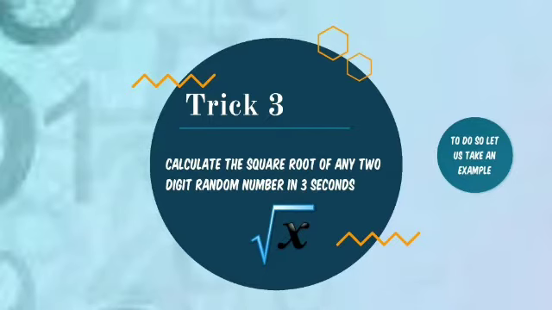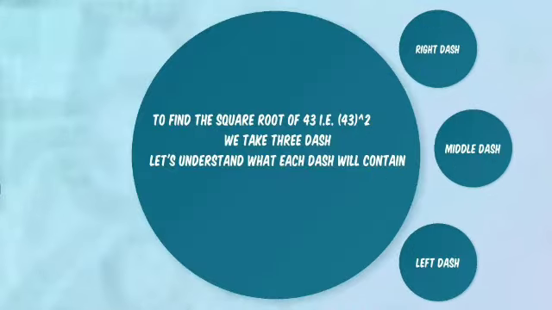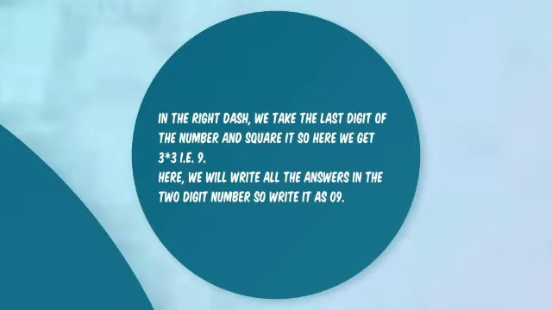Moving forward to the next trick, trick number 3. Calculate the square of any two-digit random number in 3 seconds. Let us take any two-digit random number, say 43. To find the square of 43, that is 43 to the power 2, we take 3 dashes. In the right dash, we take the last digit of the number and square it. So here we get 3 into 3, that is 9.